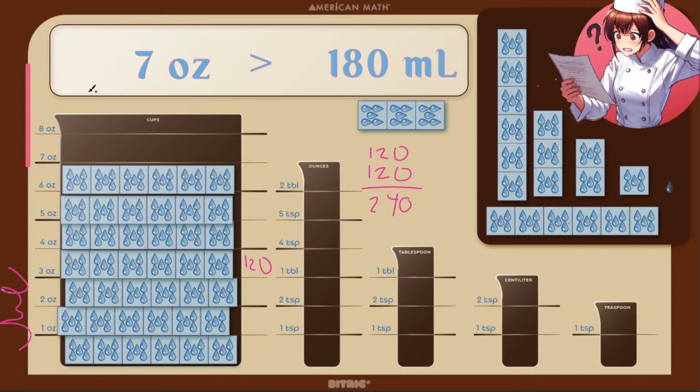But since we're so close to a full cup, all we need to remove is 1 ounce from the 7 ounces. And 1 ounce is 30 milliliters. So we just remove 30 from that 240 and we get 210 milliliters. So 7 ounces is greater than 180 milliliters. Excellent. Way to figure that out. I love your line of thinking.